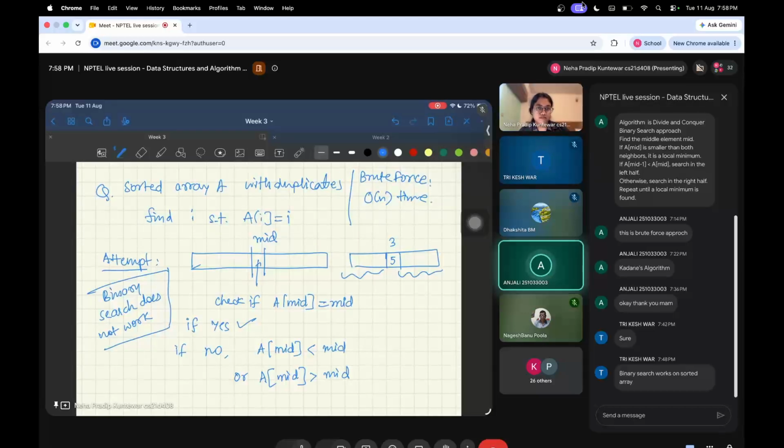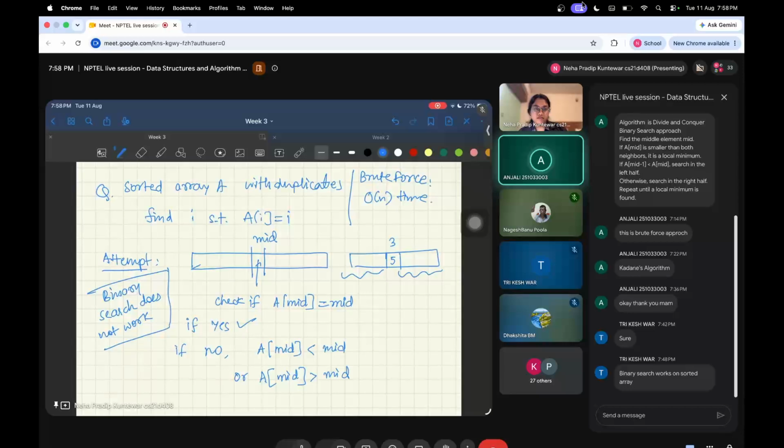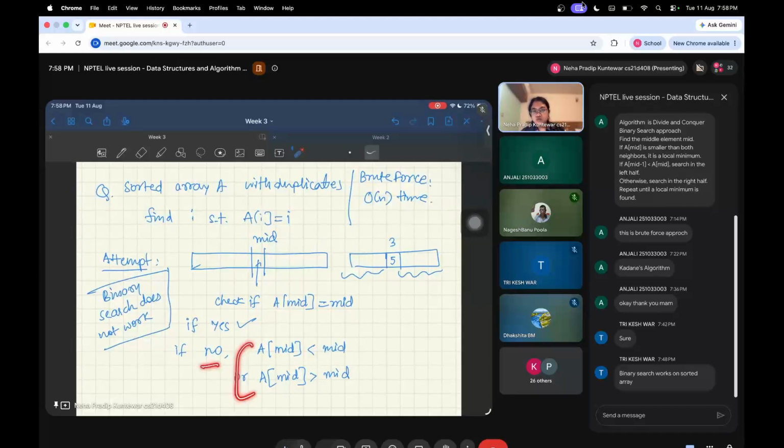With the help of divide and conquer, are we able to solve it that way? Yeah, so that is what I was trying to do. The natural thing would be you take your left and right pointers, go to the middle element, check if this condition is true. If it is true, then you are done, you have found it. But if not, then these two cases arise.